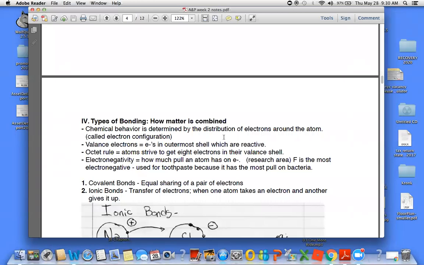Chemical behavior is determined by the distribution of electrons around an atom. We call that the electron configuration, right? And that is dependent on something known as valence electrons. Electrons occur in orbits, and there's many layers of orbits, just like there's many planets orbiting the sun. There's many layers of orbits of electrons, and electrons in the outermost shell are what are reactive. And electrons strive to get 8 electrons in their outermost shell.